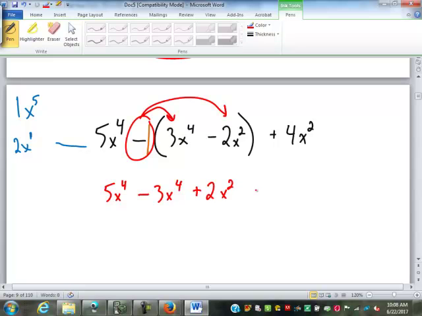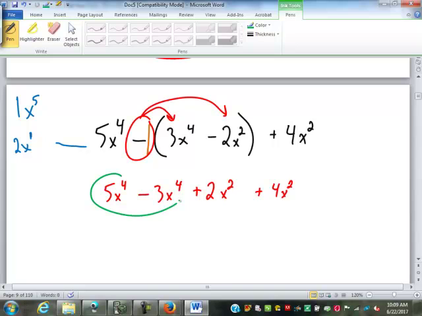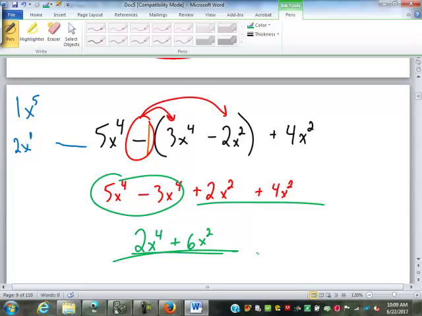Positive 2x squared. And then we still have the positive 4x squared on the end. So now we can combine. Yep, 5x to the fourth and negative 3x to the fourth is 2x to the fourth. 2x squared and 4x squared is 6x squared. Very good.